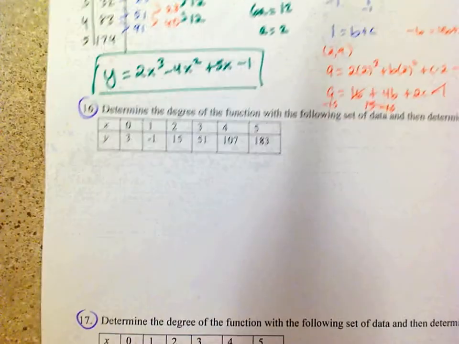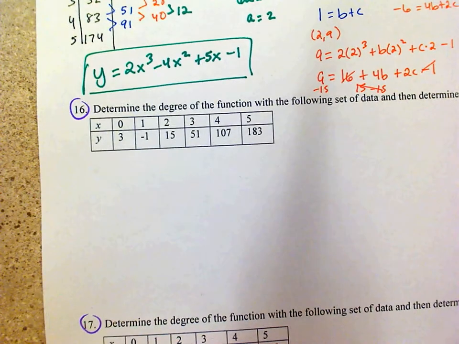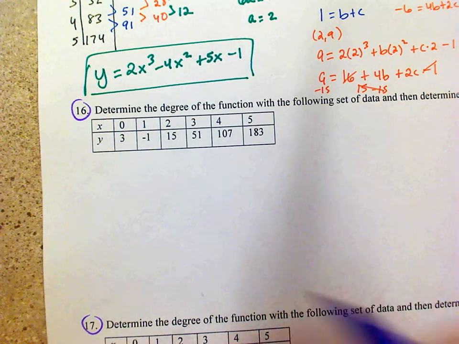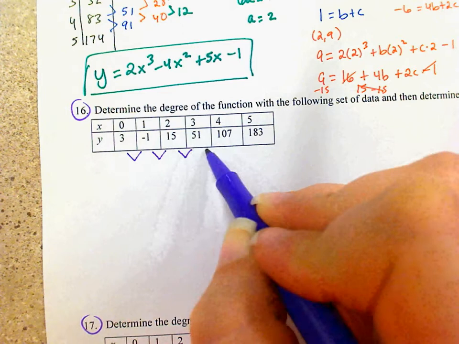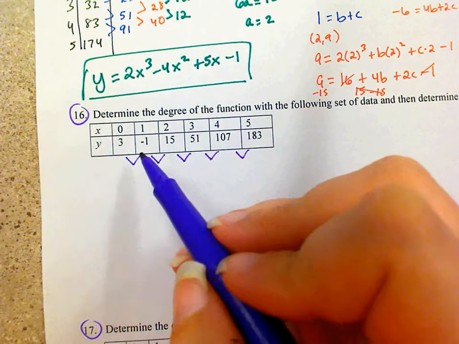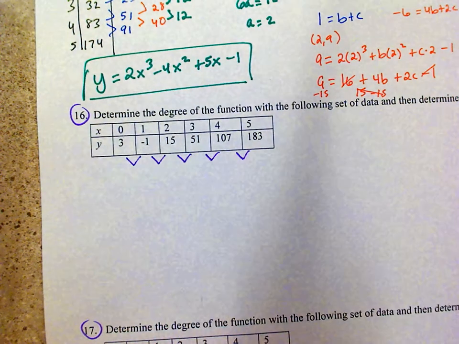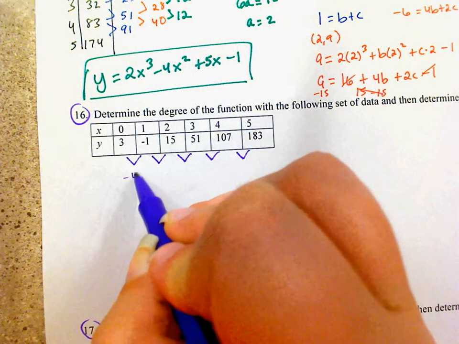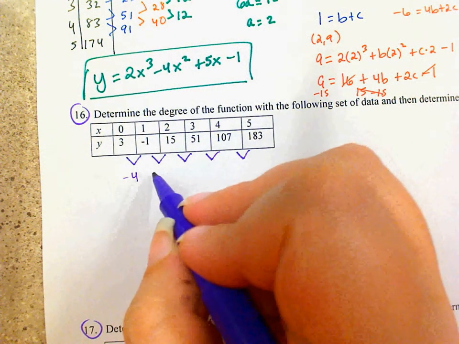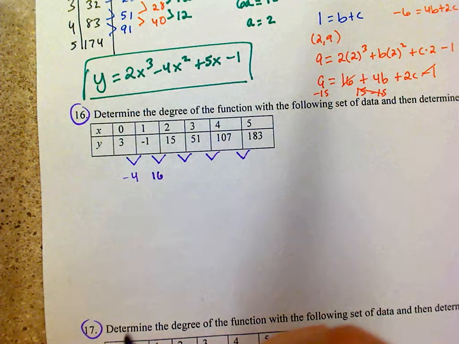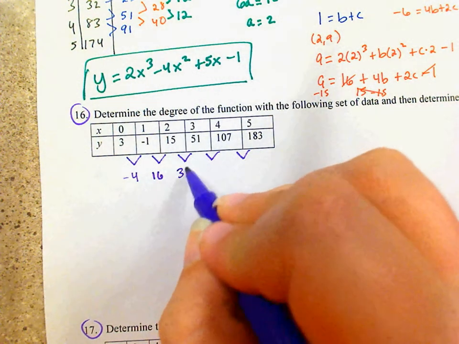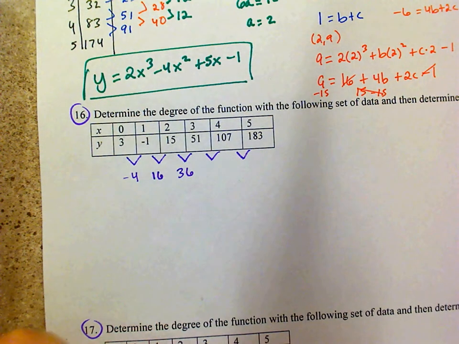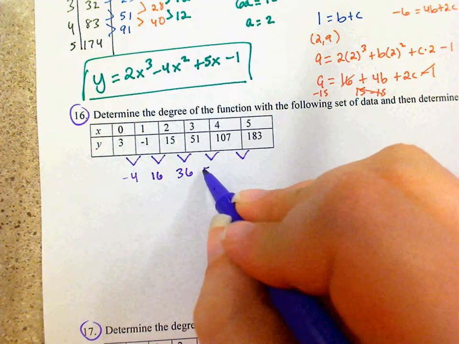Okay, so remember, I'm just going to go ahead and do these like this. So remember, you have to do second minus first. So I've got -1 minus 3, which is a -4. 15 minus a -1 is 15 plus 1. 51 minus 15 is 36. I knew that. 107 minus 51 is 56. And 183 minus 107 is 76.